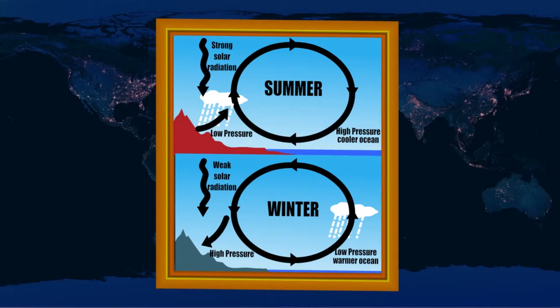Winds. If there is a difference in atmospheric pressure between two regions, air moves from region of higher pressure to the region of lower pressure. This movement of air is called wind. A constant cool wind makes the climate cooler, and a hot wind makes it warmer.